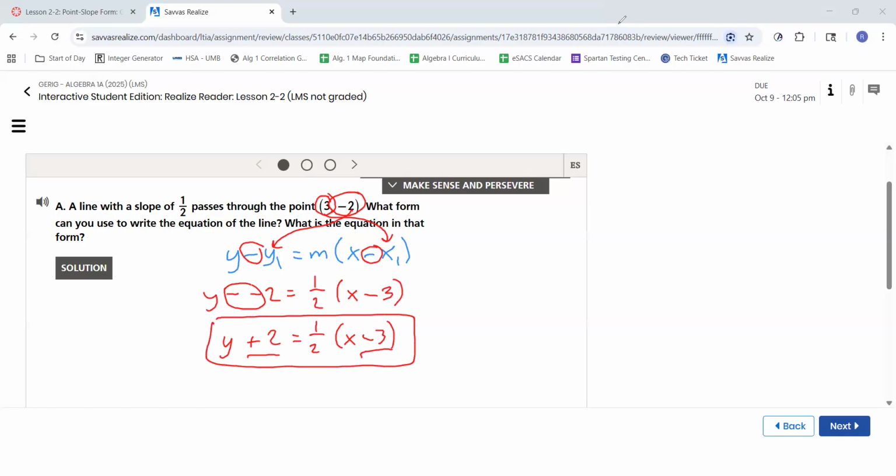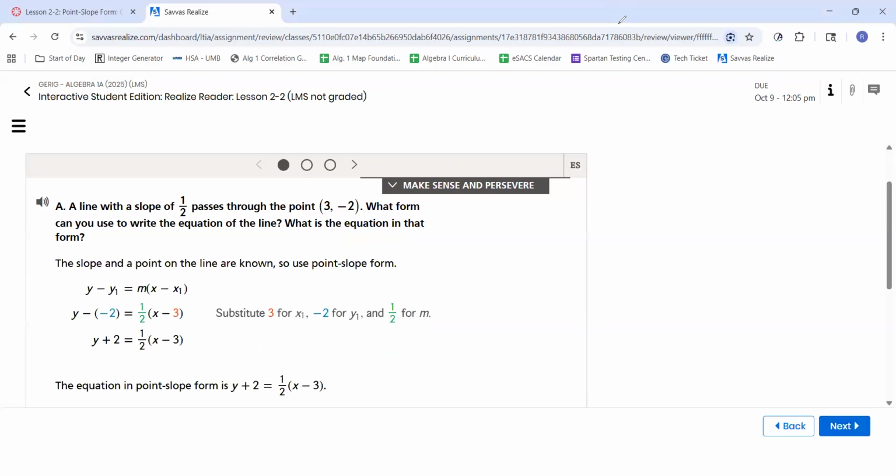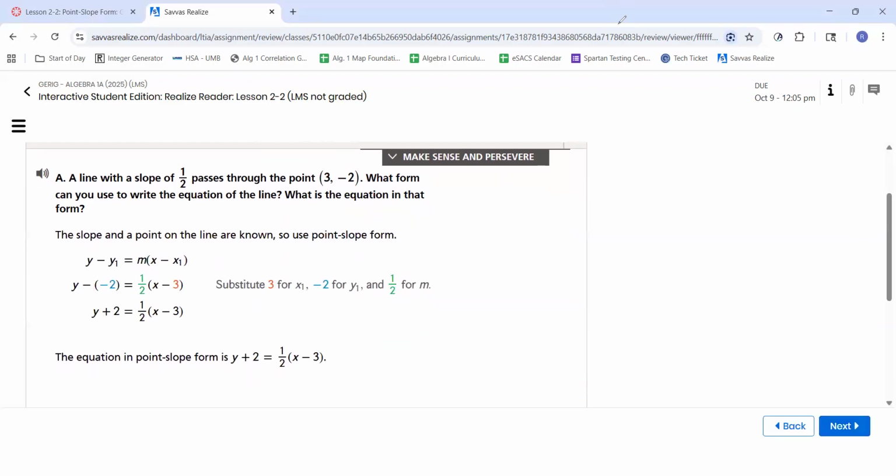Okay. If I wanted to put it in slope intercept form, I could. It would give me a nasty fraction, but I would distribute and then I would subtract 2. I don't need to do that here. Just so you can see that I'm not lying to you. Here's the solution. So there's the point slope form. You plug in what you know. Minus negative turns to plus. Okay. And there's the equation.